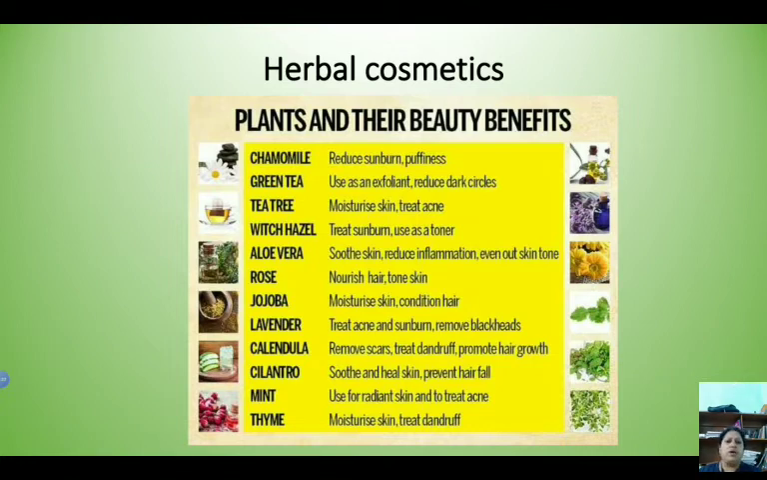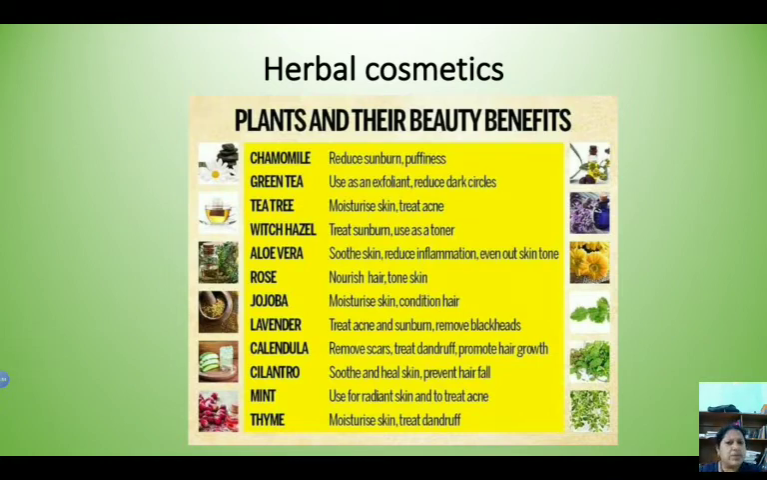Then jojoba. It also moisturizes your skin and conditions your hair. Then lavender, it treats acne and sunburn and removes blackheads. Then calendula, it removes scars, treats dandruff and promotes hair growth. Then cilantro, it soothes and heals skin. It prevents hair fall. Then mint, it's used for radiant skin and to treat acne. And thyme moisturizes skin and treats dandruff.